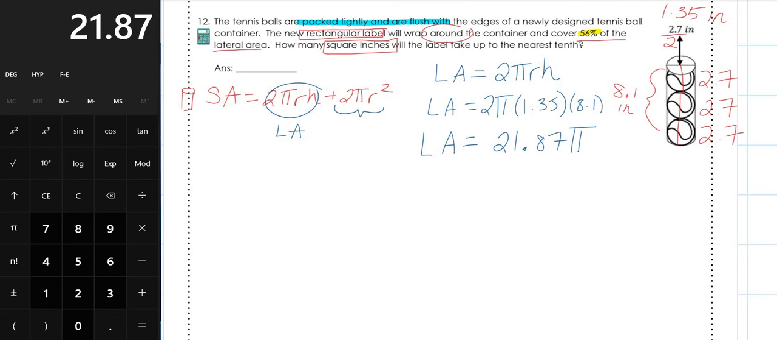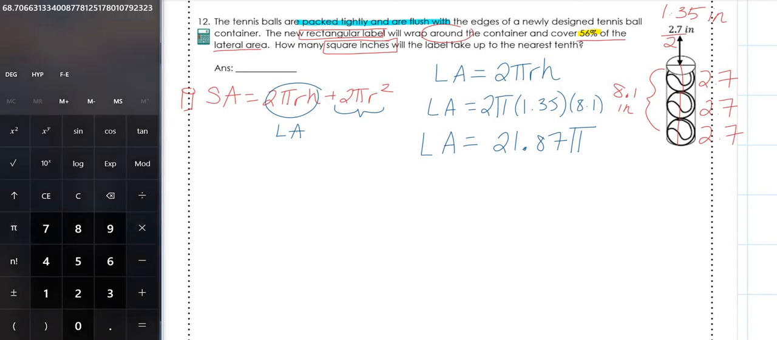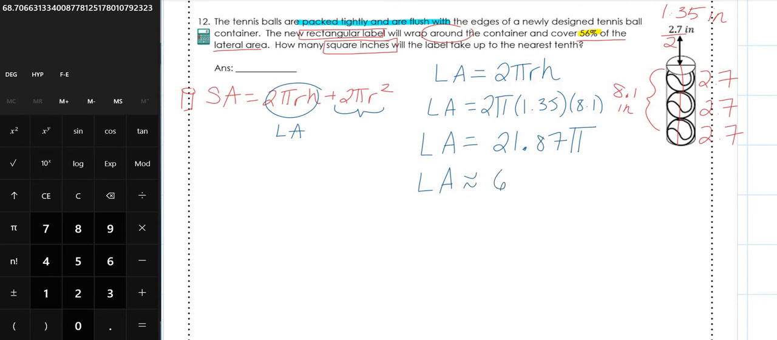Let's go ahead and multiply the pi in and see how much it is approximately, because we won't be able to write out the whole thing. So back to the calculator, multiply in pi. So 68.7, yada, yada, yada. Okay. Lateral area is approximately 68.7066 square inches. Okay, that's the total lateral area.